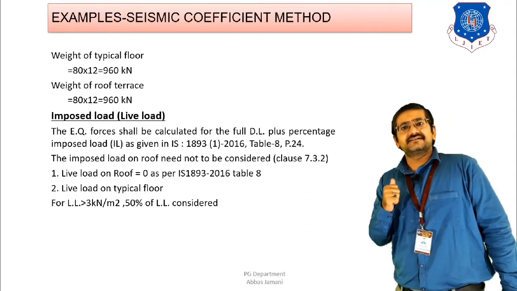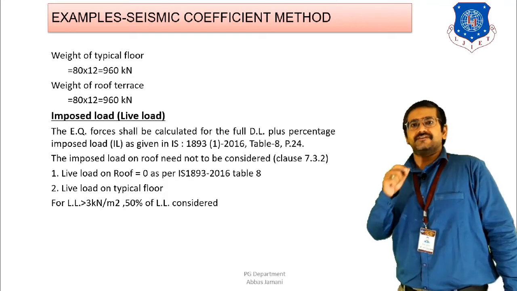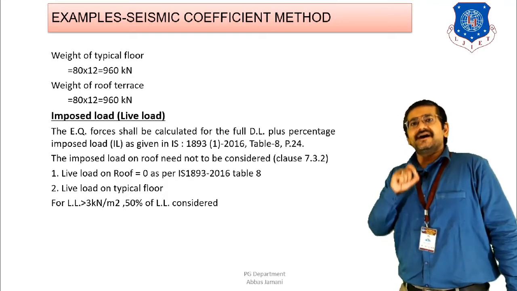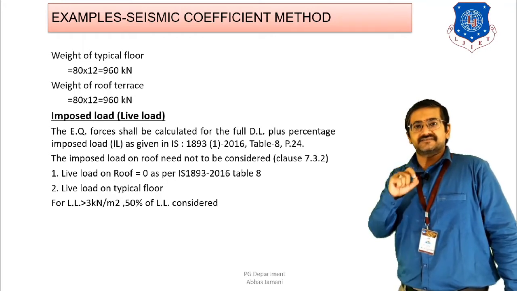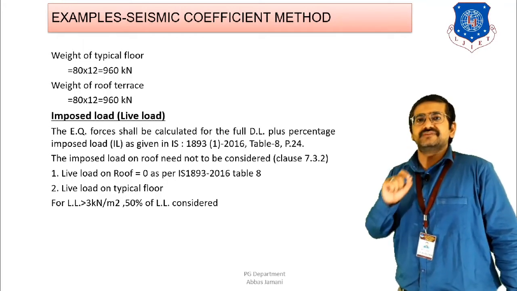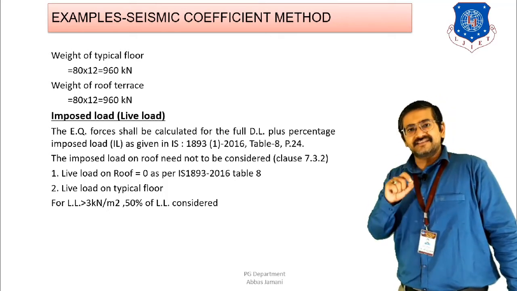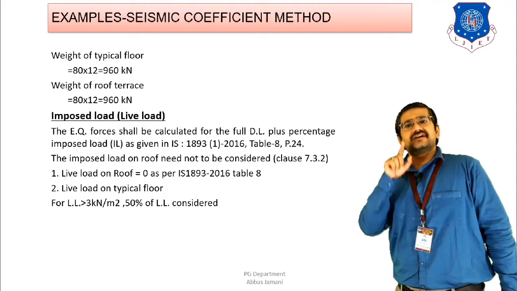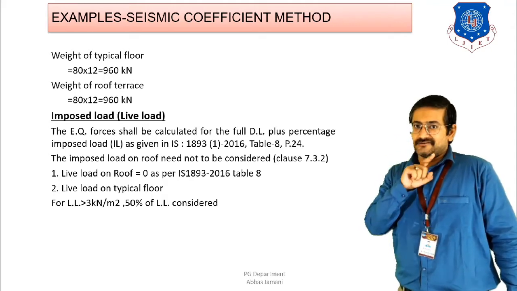Then next is the consideration for imposed load, and for imposed load the value is given as 4 kilonewton per meter square. So as we have discussed, IS 1893 gives a criterion that if the value is greater than 3 kilonewton per meter square, then the percentage of imposed load has to be considered as 50% of its actual value, right? Now where does this have to be considered? This has to be considered on the typical floors, but not on the terrace level or the roof level, right?